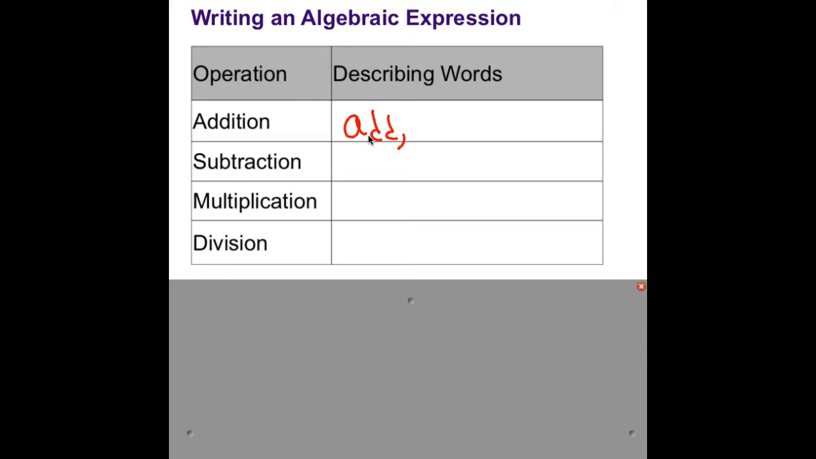Some other words that we might associate with it are sum, plus, together, combine, more. What I'd like you to do is pause the video and see how many you can come up with for subtraction, multiplication, and division. I'm only going to put a few up there. If you come up with some that I don't have, share them with me when you are back in class.